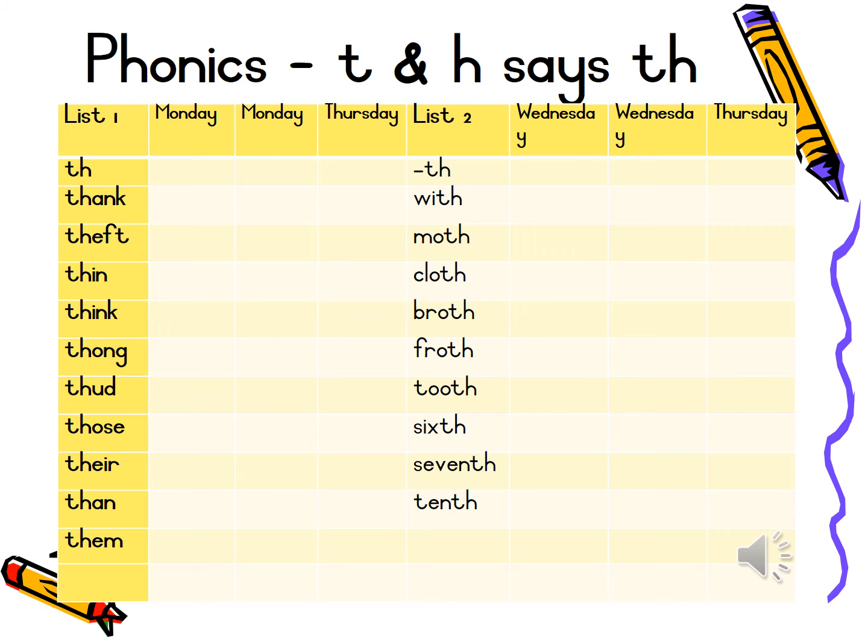Thin is the opposite of fat. It refers to something that's quite slender. Think is the wonderful activity you are able to do when you use your mind, your brain. A thong is like your flip-flops. It's a thin piece of rubber that goes between your toes. Thud is a sound that something might make when it falls. Those refers to a group of things.